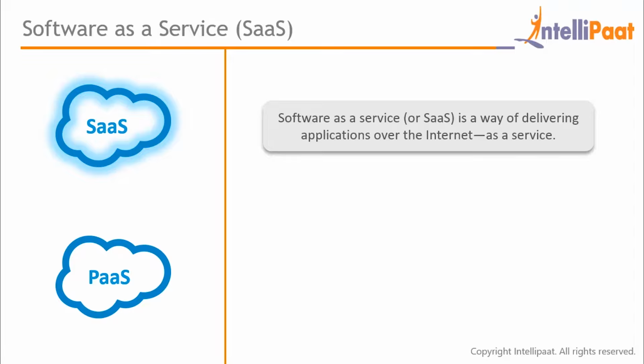Software as a service or SaaS is a way of delivering applications over the internet as a service. Instead of installing and maintaining the software, you simply access it via the internet, freeing yourself from complex software and hardware management. So basically, in simpler terms, SaaS is a platform which is managed by the vendor. You just need to consume the services provided by the vendor to you. SaaS is used by the end users like you.